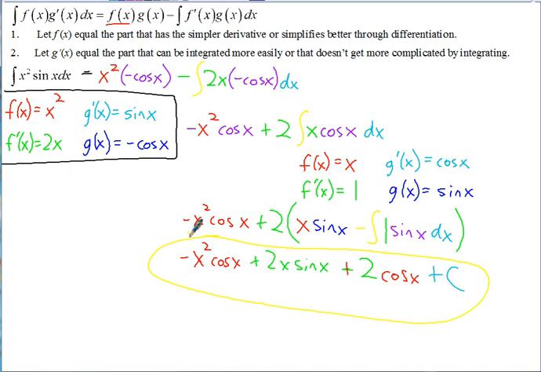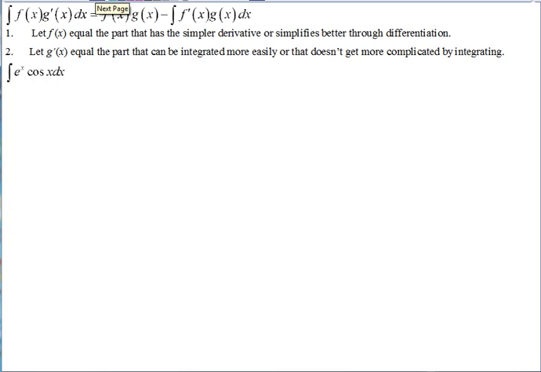Okay, let's look at another example, another indefinite integral, where something a little bit different happens. On this one, we have e to the x times cosine x. It's a little bit tough to tell what equals f of x and what equals g prime of x, because neither one really simplifies when you take the derivative, and neither one really gets more complicated when you integrate. So it might work both ways, but I know it works this way.